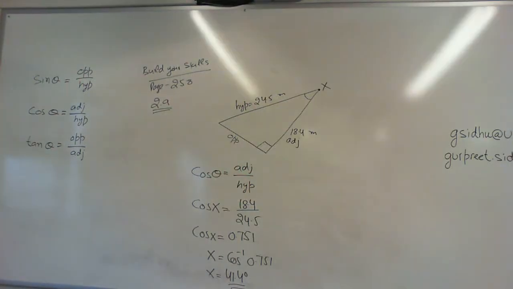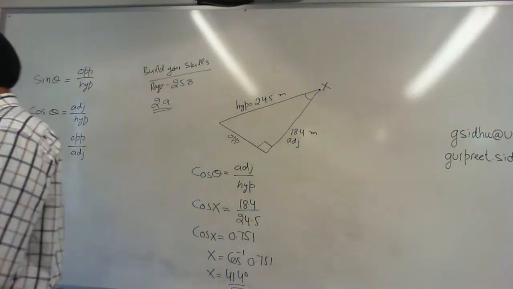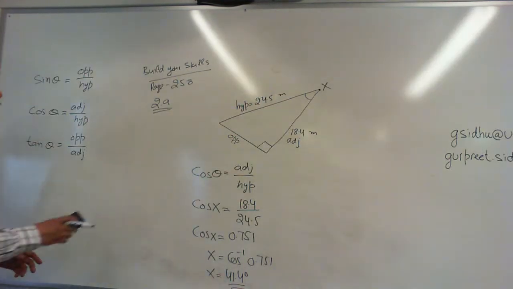Are you doing sine inverse or cos inverse? 0.751. 41.4. Okay, so the next one, 2b.